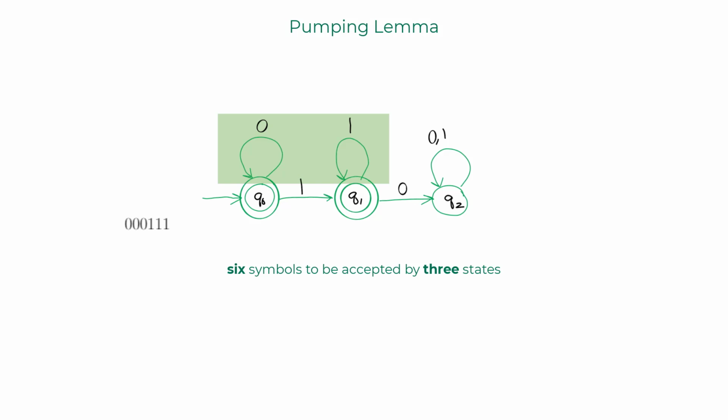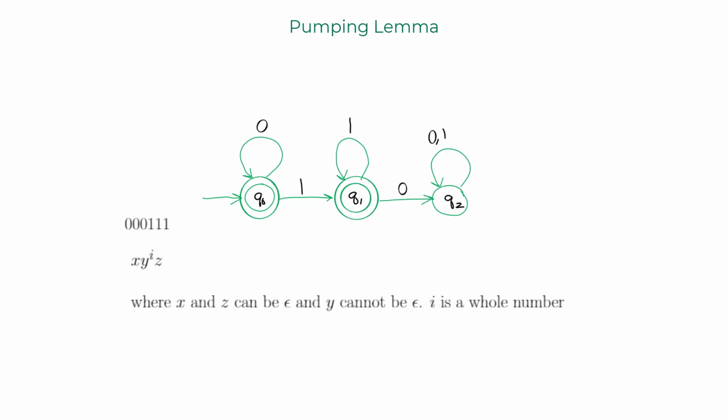You will see shortly the formal notation that we will be using in the Pumping Lemma. I'm giving you a glimpse of it right here. So we can break down any string accepted by this DFA into the format x y to the power i z. X and z can be empty strings or strings of finite length. Y cannot be an empty string. The minimum length of y is 1.